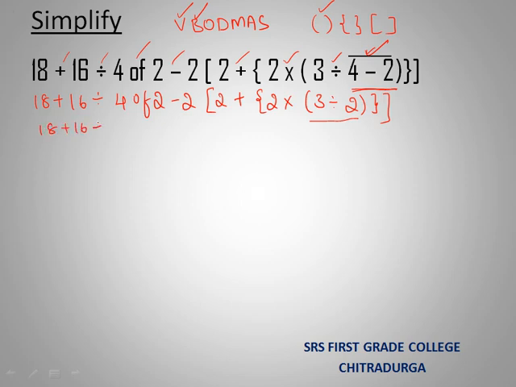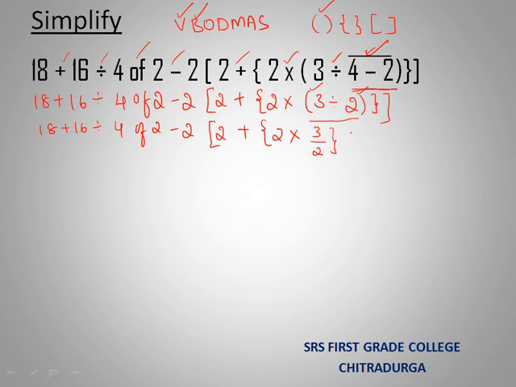Write the remaining things as it is: 4 of 2 minus 2, 2 plus, opening flower bracket, 2 into 3 divided by 2. 3 divided by 2 means you can write 1.5, or you can write 3 by 2. Got the idea? You can put the decimal number 1.5, or you can keep it like this, 3 by 2, so that these brackets will be removed.